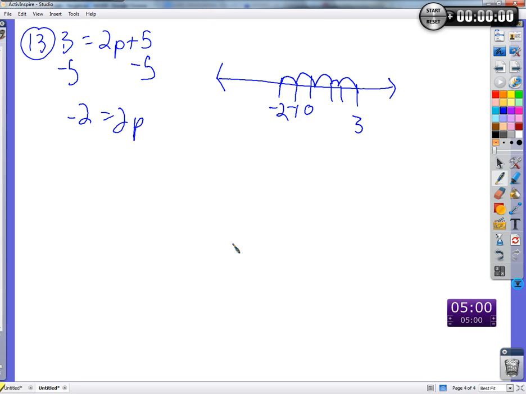Next we have to finish. We have 2 p's on this side. We have negative 2 units on this side. So what are we going to do? Divide by 2. Half of that side versus half of that side. Well, this is great. Half of this side is just p. That's what we want to know. Half of this side is negative 1. Negative 1.